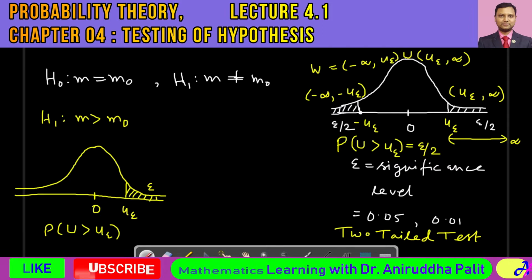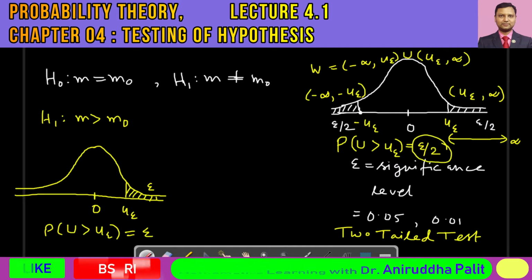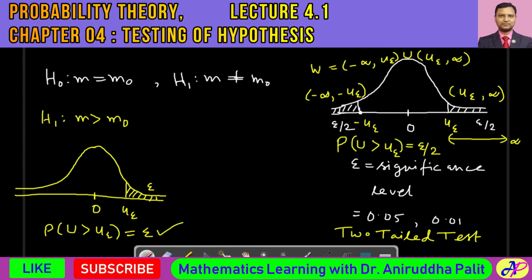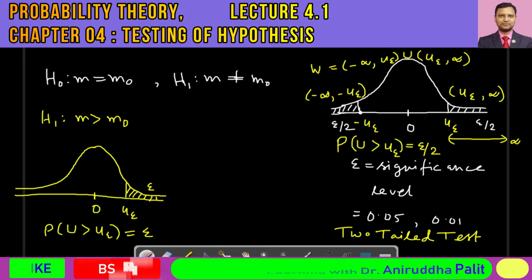U greater than u epsilon, this value. In the first case, this much u epsilon was situated on the right side, but over here, in the two-sided case, only epsilon by 2 area or probability was situated on the right hand side. But in this case, the total area or the total probability epsilon is situated on the right hand side. Therefore this probability is equal to epsilon. In the previous case the probability was equal to epsilon by 2, but in this case it is our epsilon, only this epsilon. Got it?